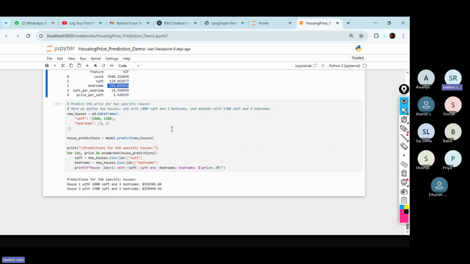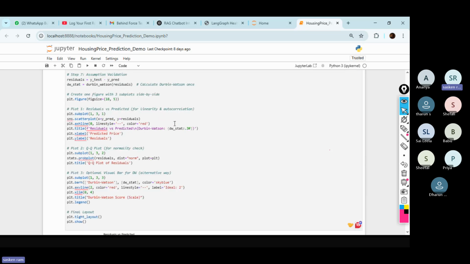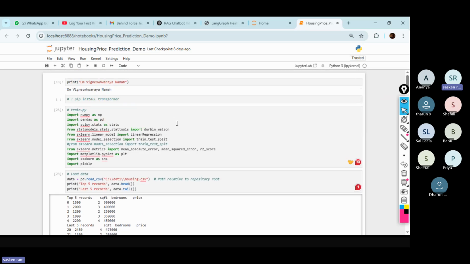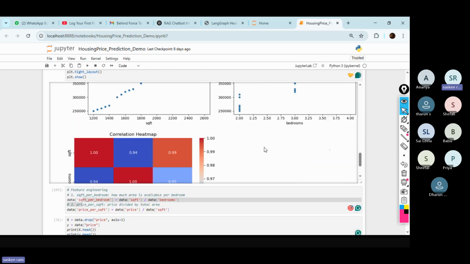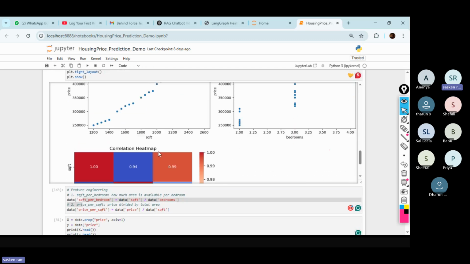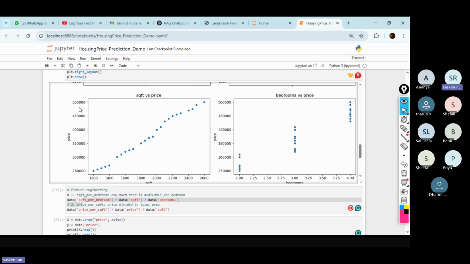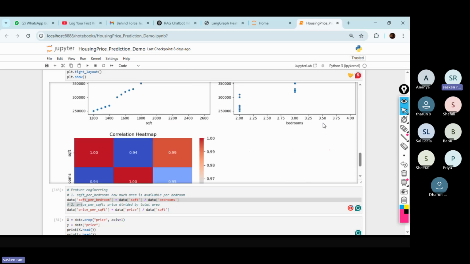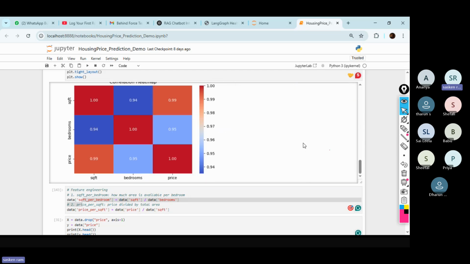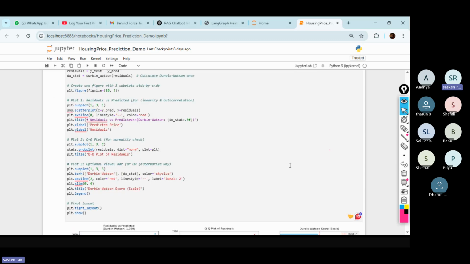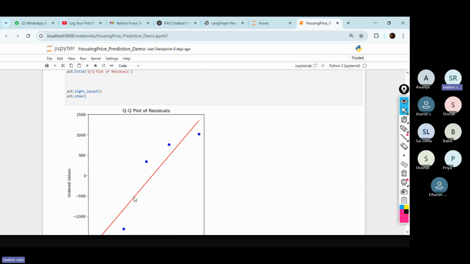And then for linearity, you can simply rely on the scatter plot. Look here, we have already plotted the scatter plot. See the size in square feet and the price: it is a linear, positive correlation. If you draw a line here, it will be a somewhat straight line. For these two variables, the linearity is there.